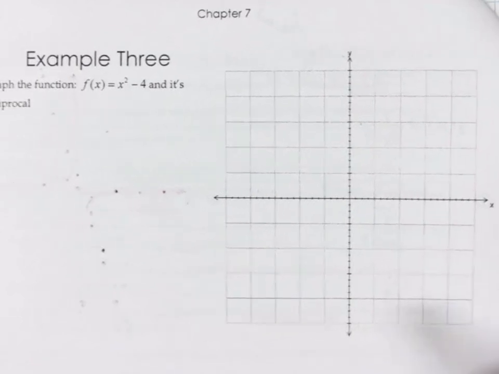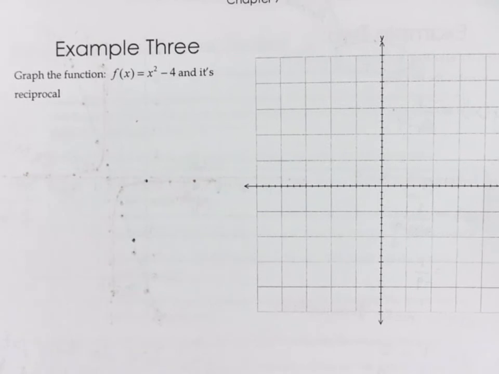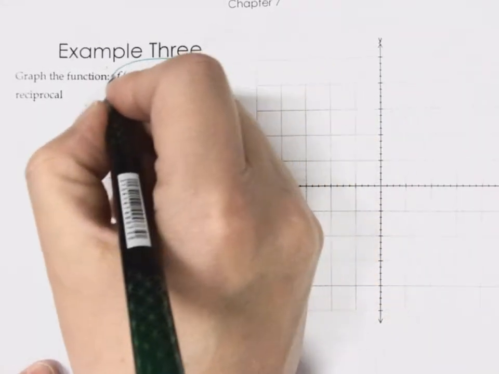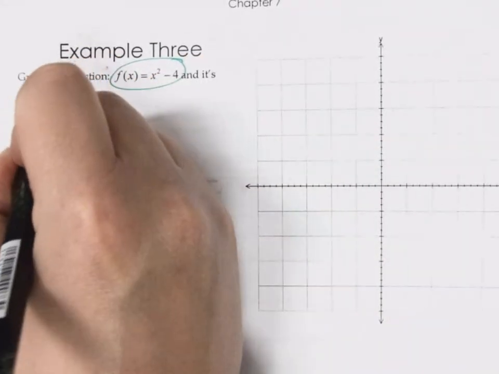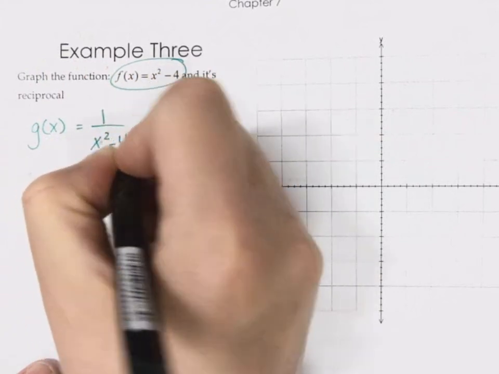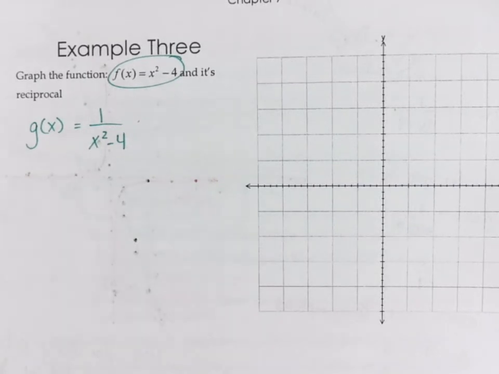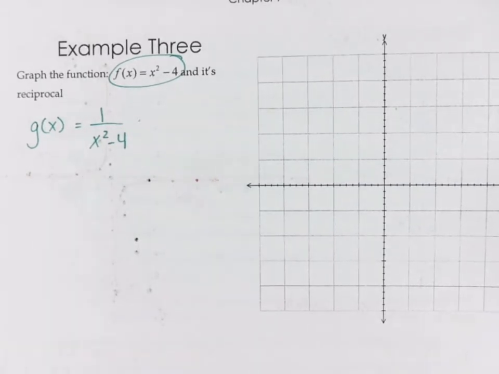Okay, we've got 27 minutes to do this one. So we're going to go a little bit faster, not much, but just a little bit, just so we can make sure you're getting all the pieces to it. All right, so it says graph the parent function and the reciprocal. Okay, here we go.